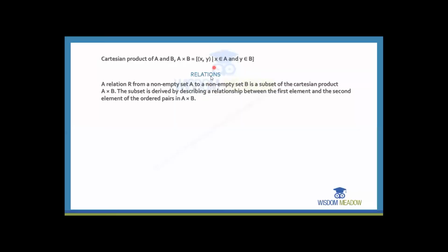We'll talk after that. Cartesian product. So we're going to learn today the concept of Cartesian product and relation with a real life example.